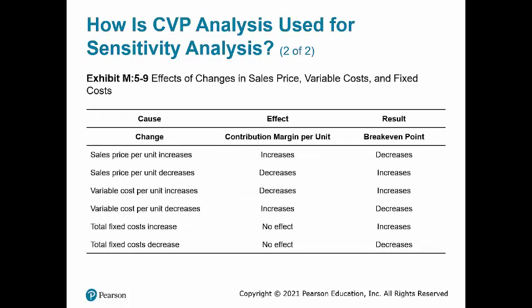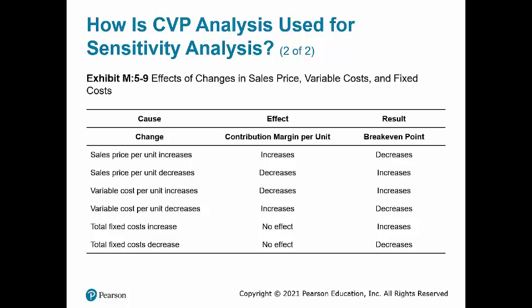This slide summarizes the effect of changes in sales price, variable cost, and fixed cost. So we can see that when sales price per unit increases, contribution margin increases, and the break-even point goes down. But if sales price per unit decreases, contribution margin decreases, and the break-even point would increase. Variable cost per unit, when it increases, contribution margin decreases and break-even point increases, and when variable cost per unit decreases, contribution margin goes up and break-even point goes down.